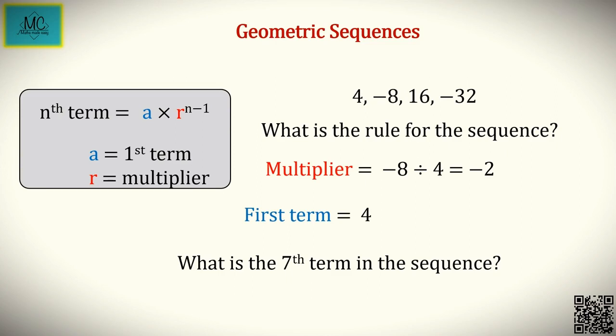So the first term is 4, and 4 times minus 2 to the power n minus 1 will be my nth term here. So if I have to find the seventh term in the sequence, it is going to be 4 times minus 2 to the power 6. Why? Because I'm finding the seventh term, and minus 1 is going to give me 6. So 6 will be my indices here. And the answer will be 256. This is how the geometric sequence works.